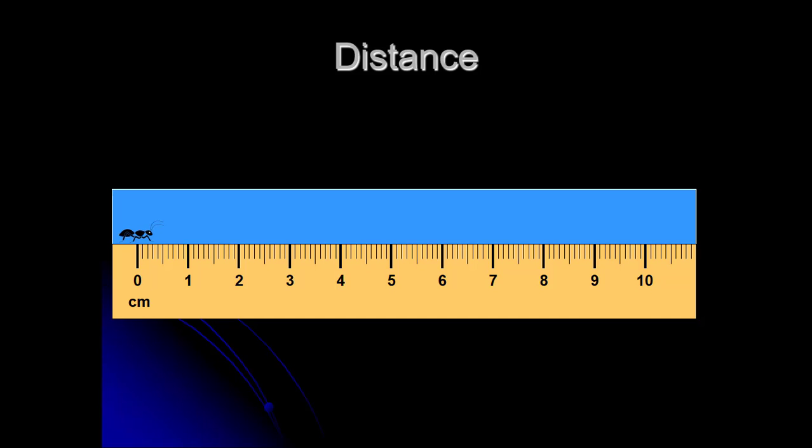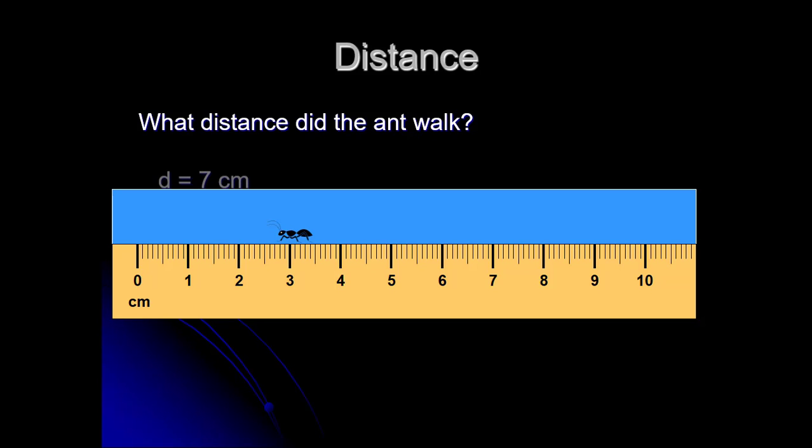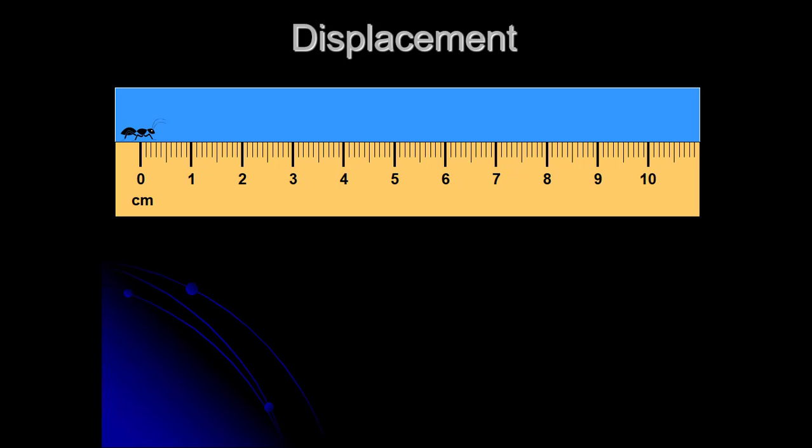So what if we make it a little more complicated? We've got our ant, and he's going to travel to the 5 centimeter mark, turn around, and come back to the 3 centimeter mark. What is the total distance that he walks? Well, he went 5 centimeters, and then he came back 2. So the total distance that he traveled was 7 centimeters. Now, what about his displacement?